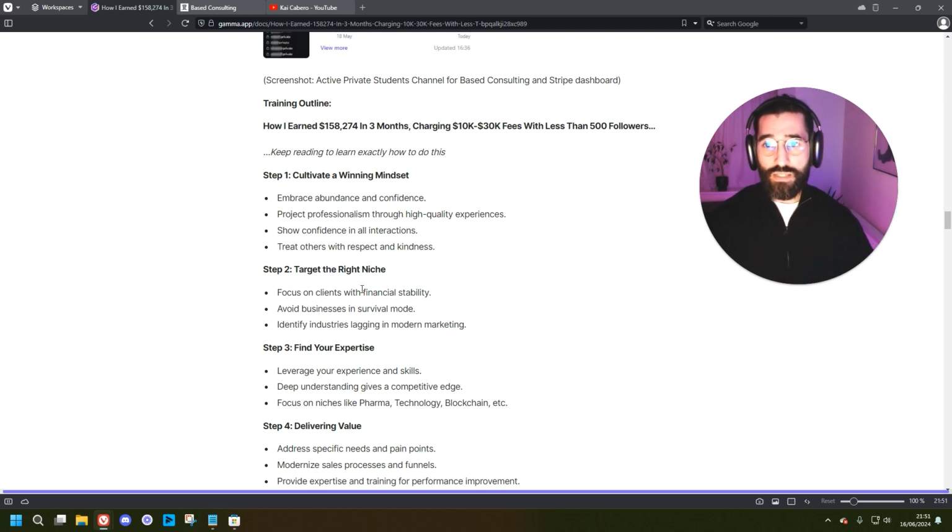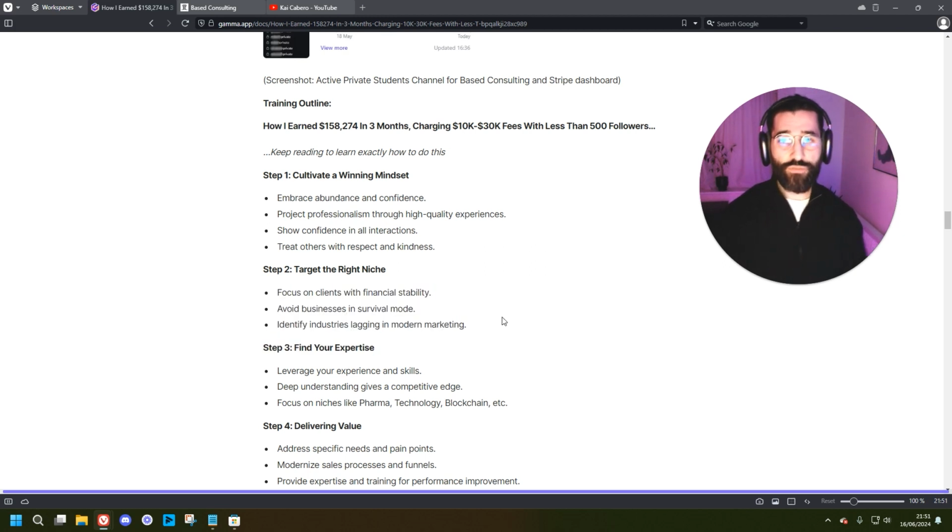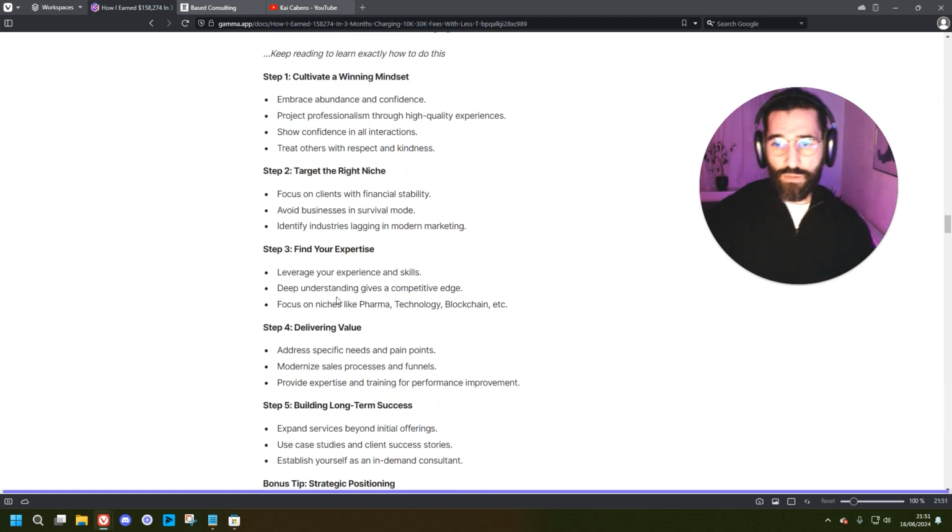Step two is target the right niche. Focus on clients with financial stability. Avoid businesses in survival mode. Identify industries lagging in modern marketing or sales or infrastructure or systems, okay? These three are critical. And you can also go along the size of the industry as well. So make sure the total addressable market is big enough for you to operate in, okay?